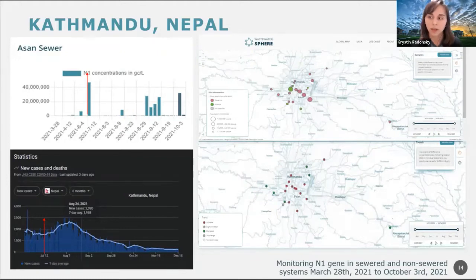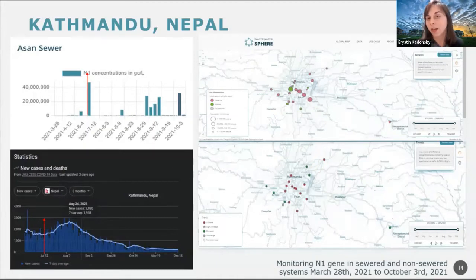You can see there's a single spike in SARS-CoV-2 RNA concentration at the end of June 2021, from a single sample collected. And the remaining concentrations drop off while the clinical data shows an increase throughout the months of July and August.